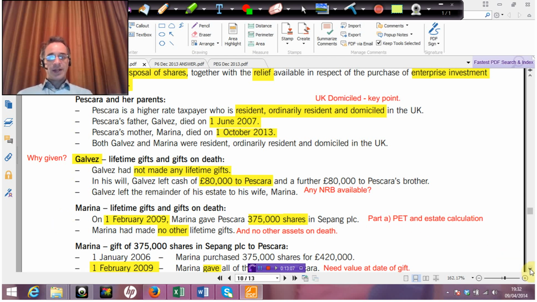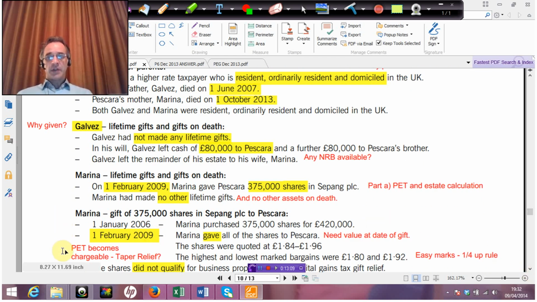Now, in the next section they give us some details about the valuation of the shares, the valuation of the quoted shares. And we know that the quarter up rule is the rule we would use to value quoted shares. So all that we're getting in these sections is, number one, here's what she gave in February 2009. She hadn't made any other lifetime gifts at all, and she doesn't have any other assets because there's no other information on them. So here's the detail about how you can value the shares.